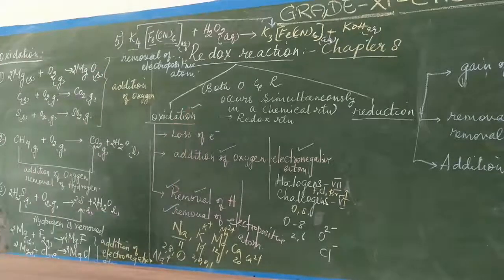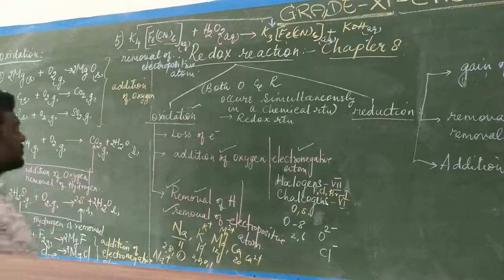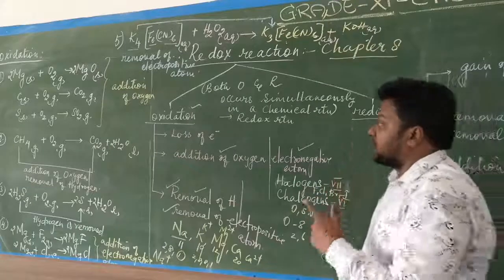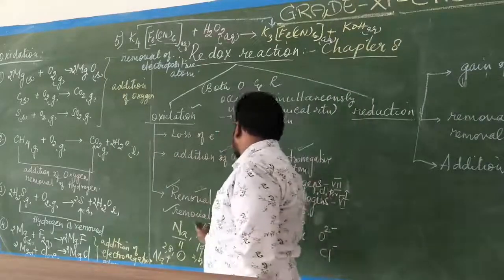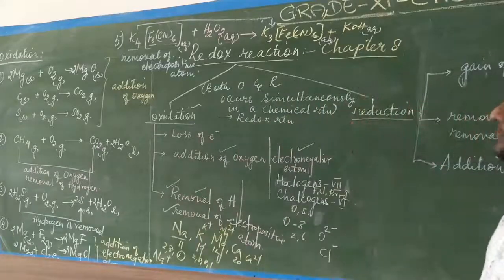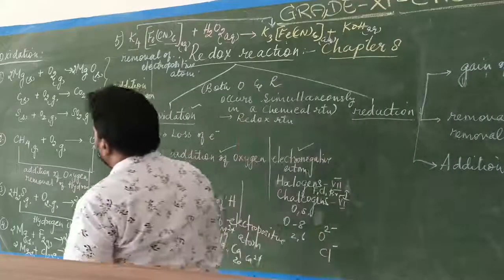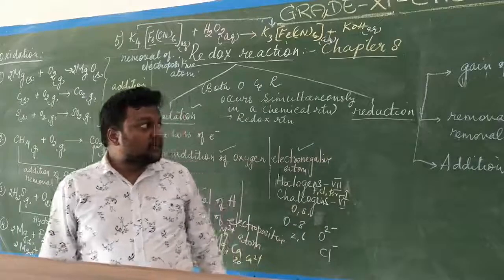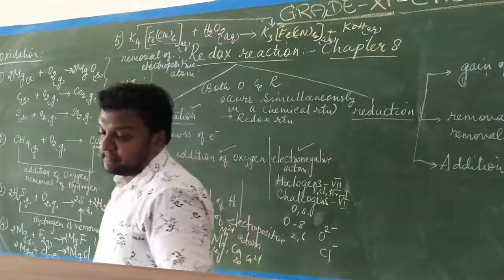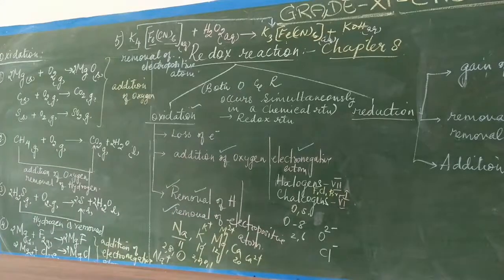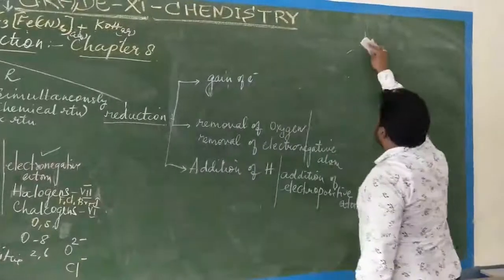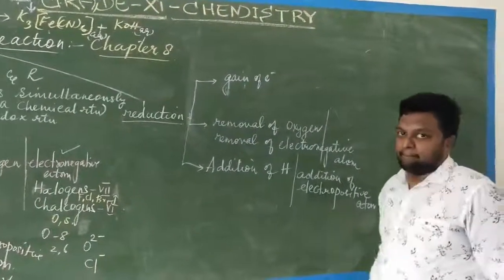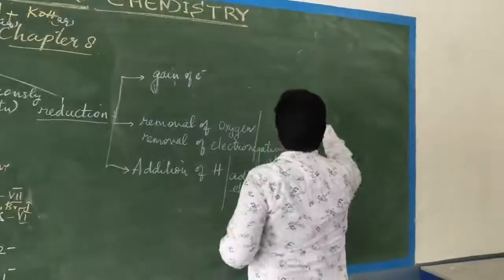These are the examples of the oxidation reaction. So what is the oxidation reaction? Loss of electrons, addition of oxygen or an electronegative atom, removal of hydrogen or removal of an electropositive atom. So these are some of the examples for the oxidation reaction. Now coming to the reduction reaction.